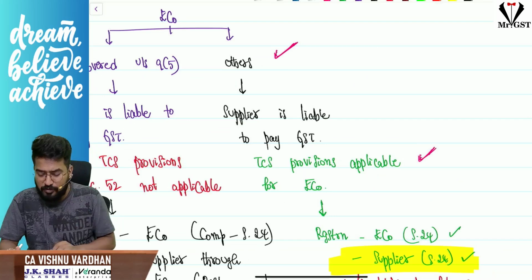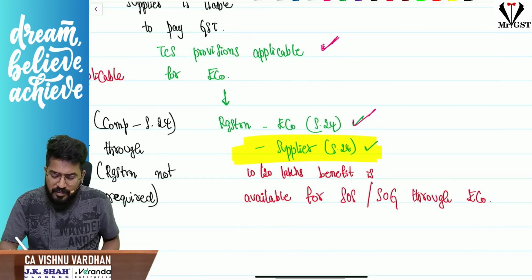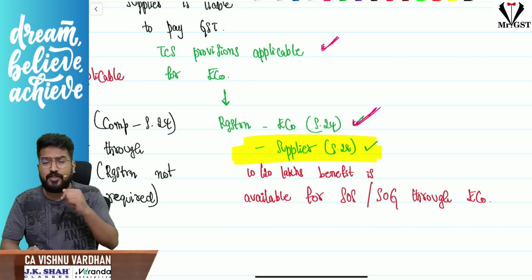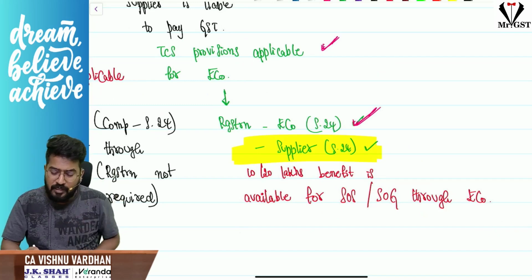Because TCS provisions are applicable, the e-commerce operator is definitely liable to take registration because he has to collect tax at source and give it to the government. Number one. Next, sir, the supplier also should take registration.